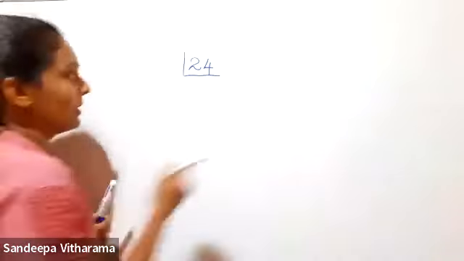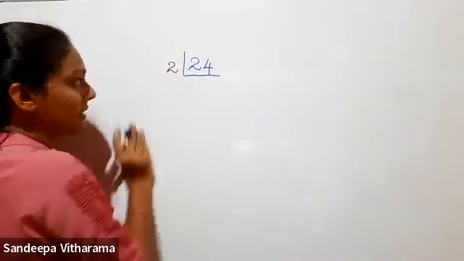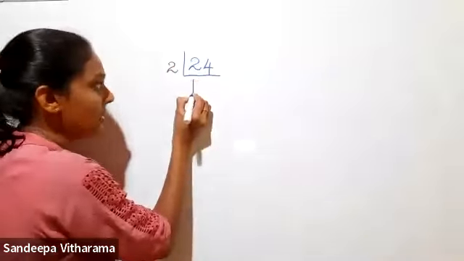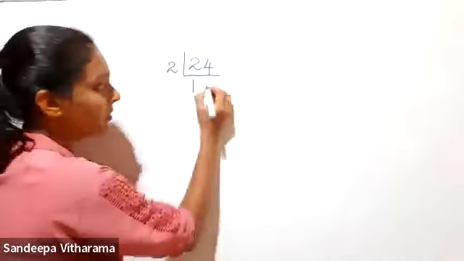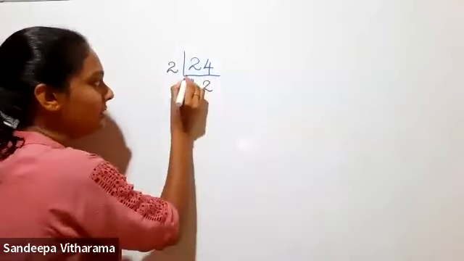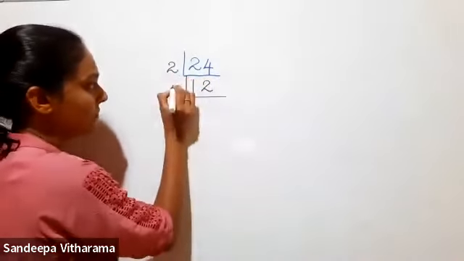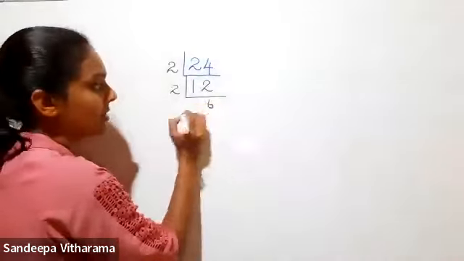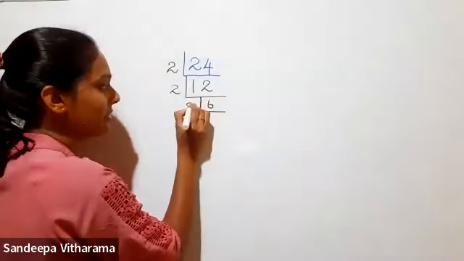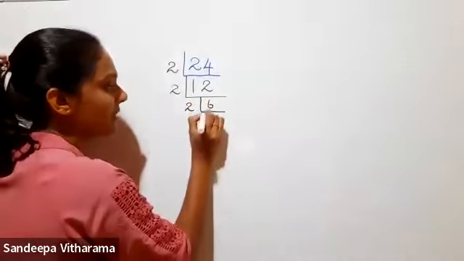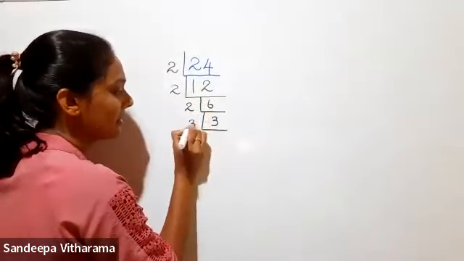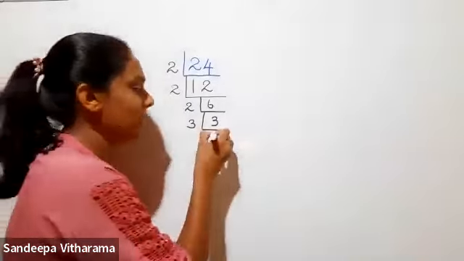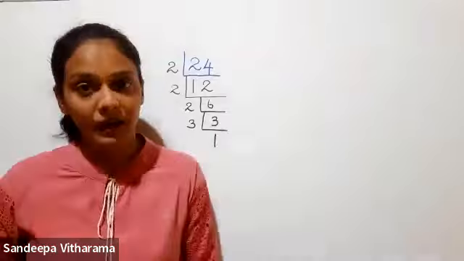I take the 2 initially, then we can see how many 2s sit in 24, that is 12. How many 2s sit in 12? It's 6. Again, we can divide 6 by 2. It's 3. Again, divide by 3, because 3 cannot be divided by 2. So we divide it by 3, because 3 is also a prime factor.